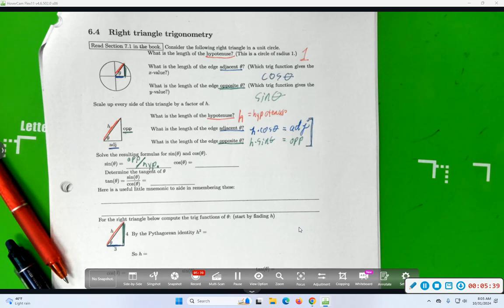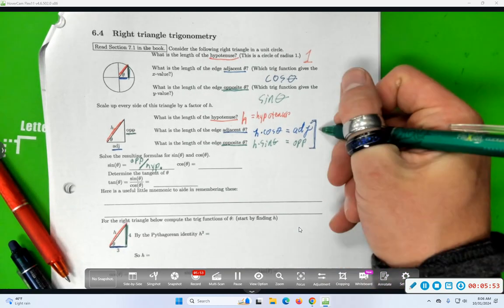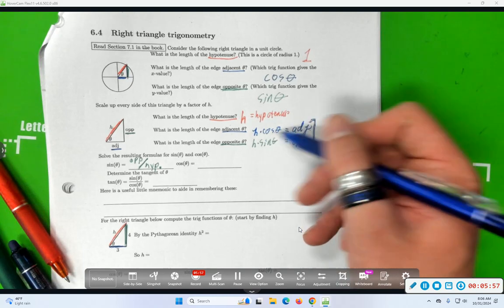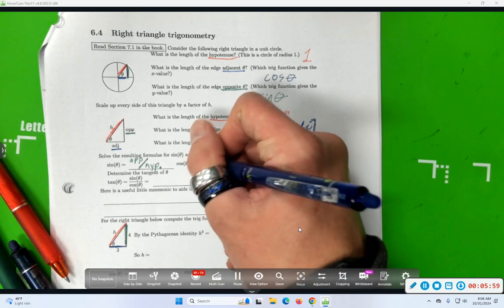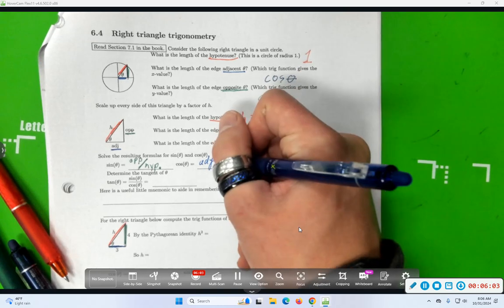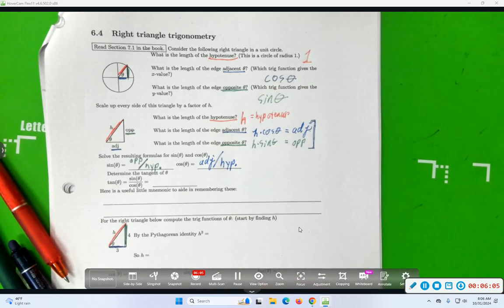How about cosine theta? h times cosine is adjacent, divide both sides by h. So it'll be adjacent divided by h, but h is the length of the hypotenuse. Feel pretty good?